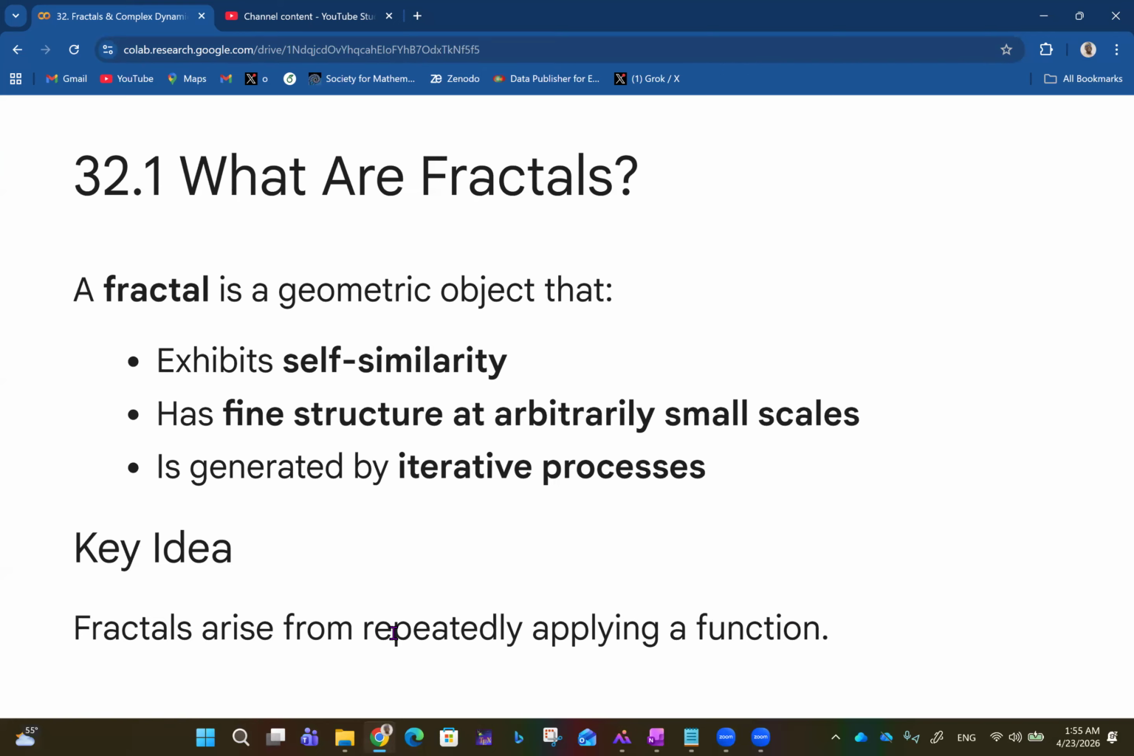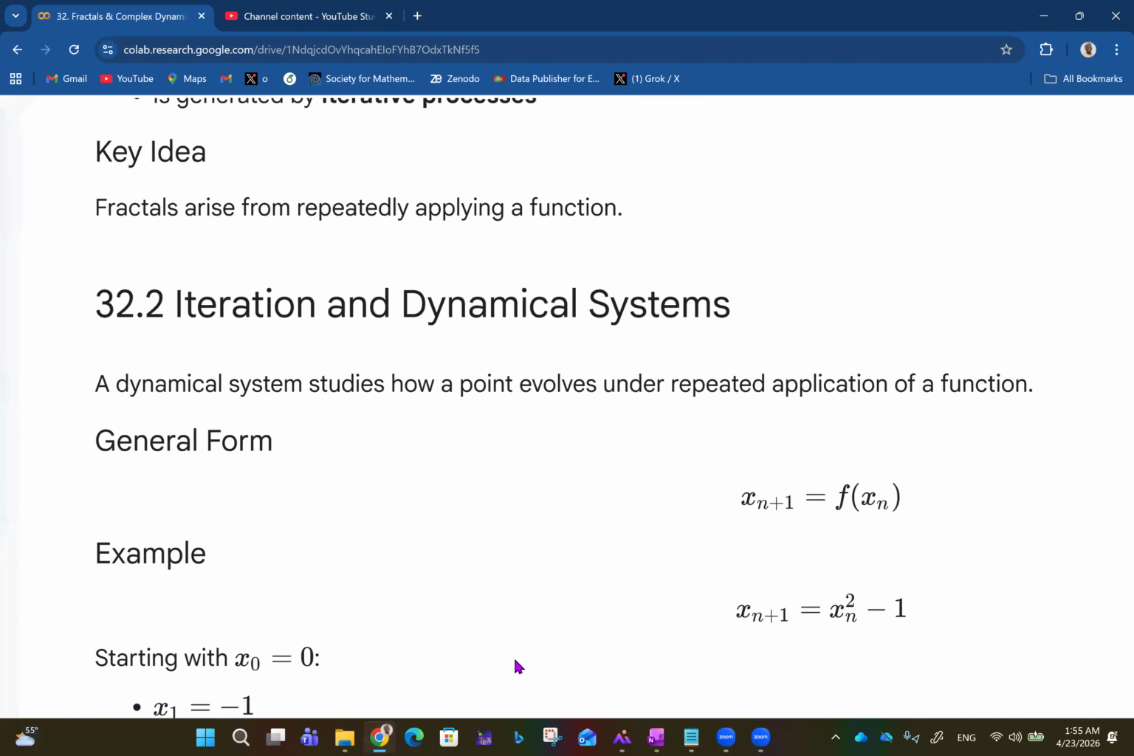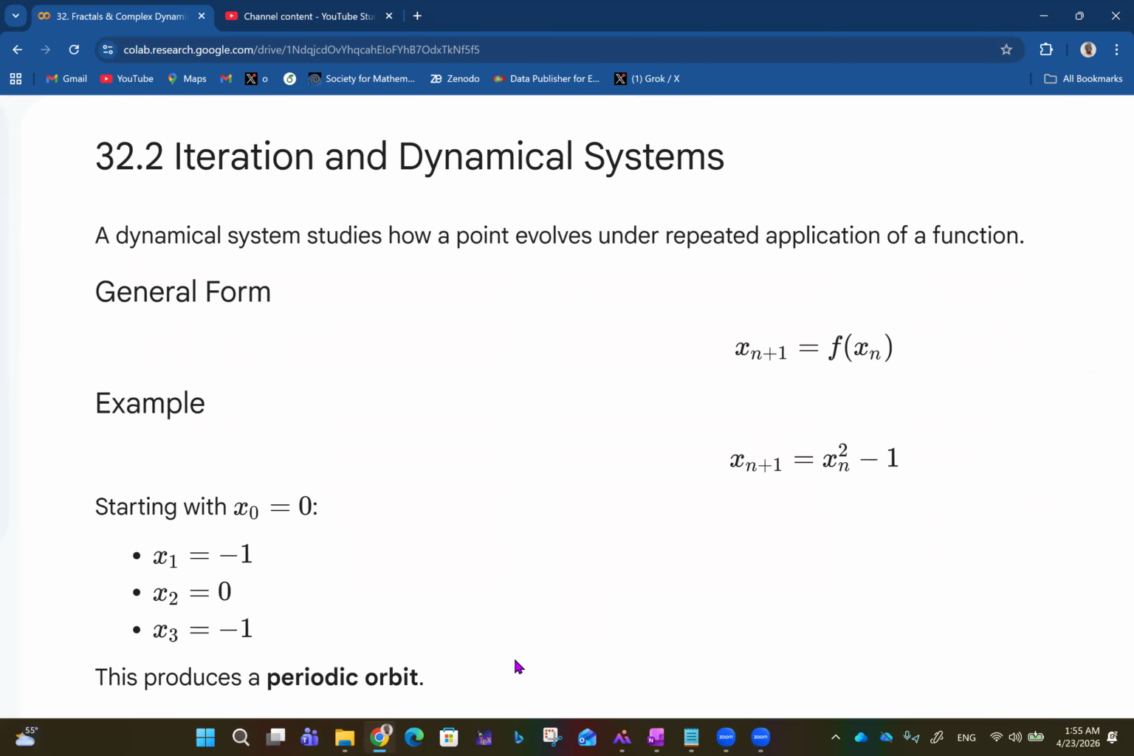So the key idea is that fractals arise from repeatedly applying a function. So if you apply a function repeatedly, then you have fractals. So then we talk about iteration and dynamical systems in this regard. A dynamical system studies how a point evolves under repeated application of a function. I have a playlist on dynamical systems, you want to check that out, in case you need to learn about dynamical systems, where you talk about things like orbits and planar dynamics and all of those things.